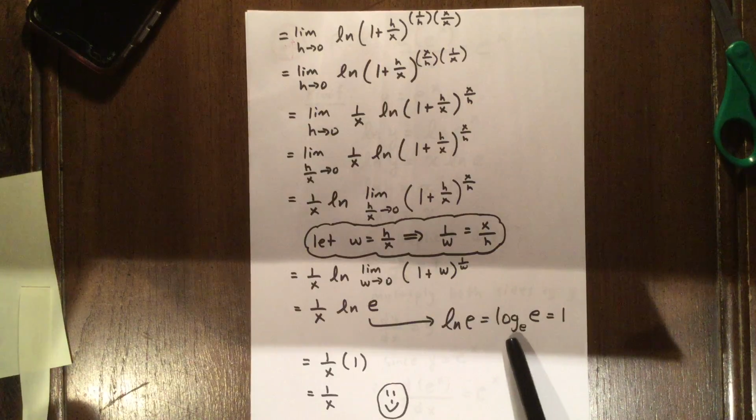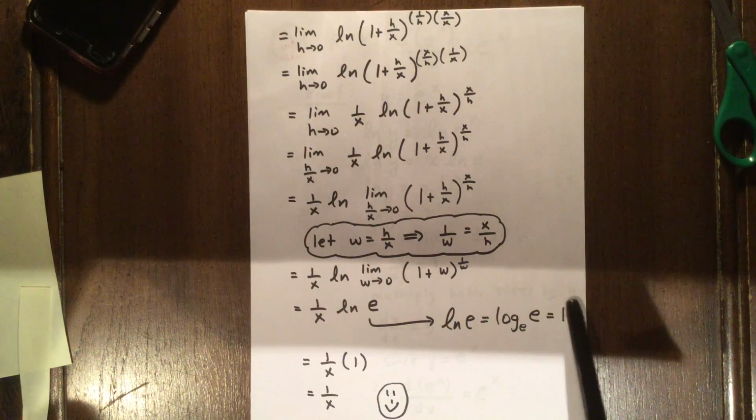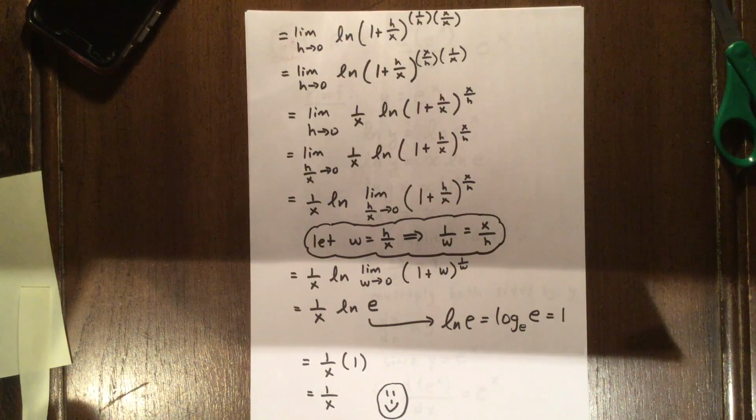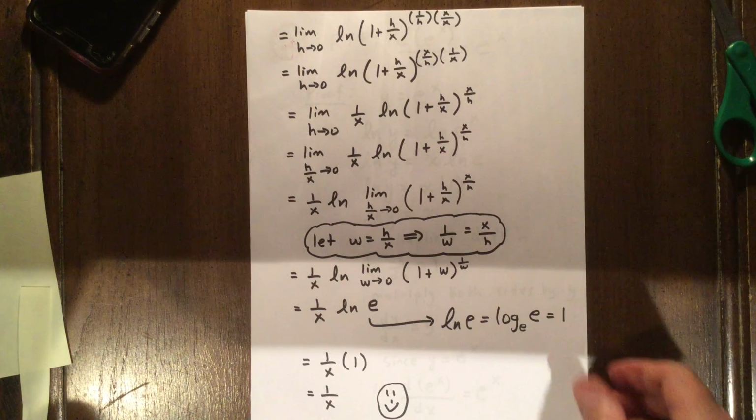Well, that's like saying the log base e of e. Well, e to what exponent gives us e? The answer is clearly 1. So the ln of e is 1. So we have 1 over x times 1, which is 1 over x. And that's what we were trying to prove, that the derivative of ln x is 1 over x.